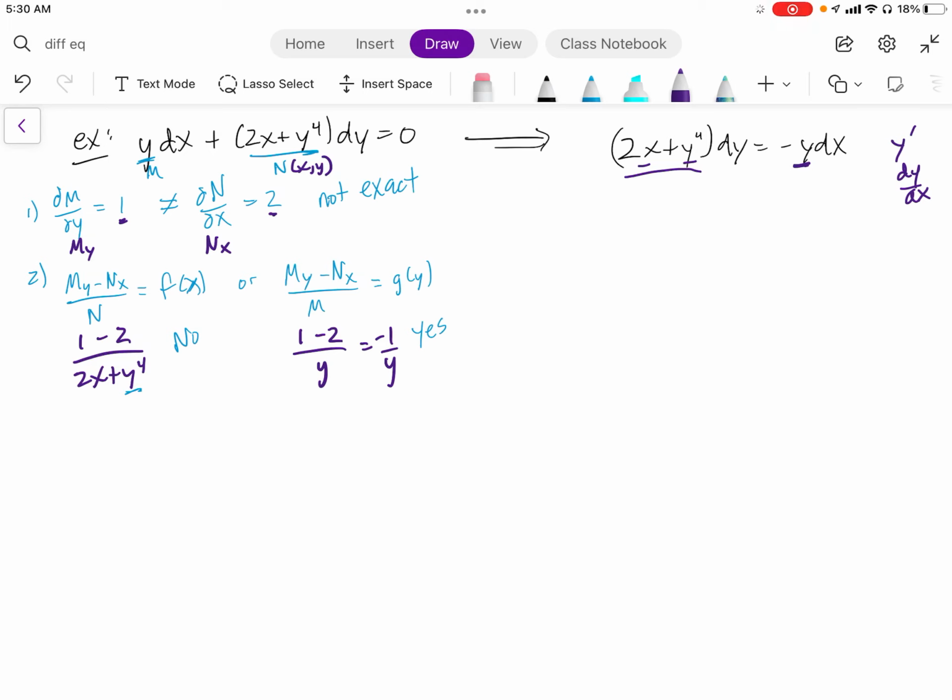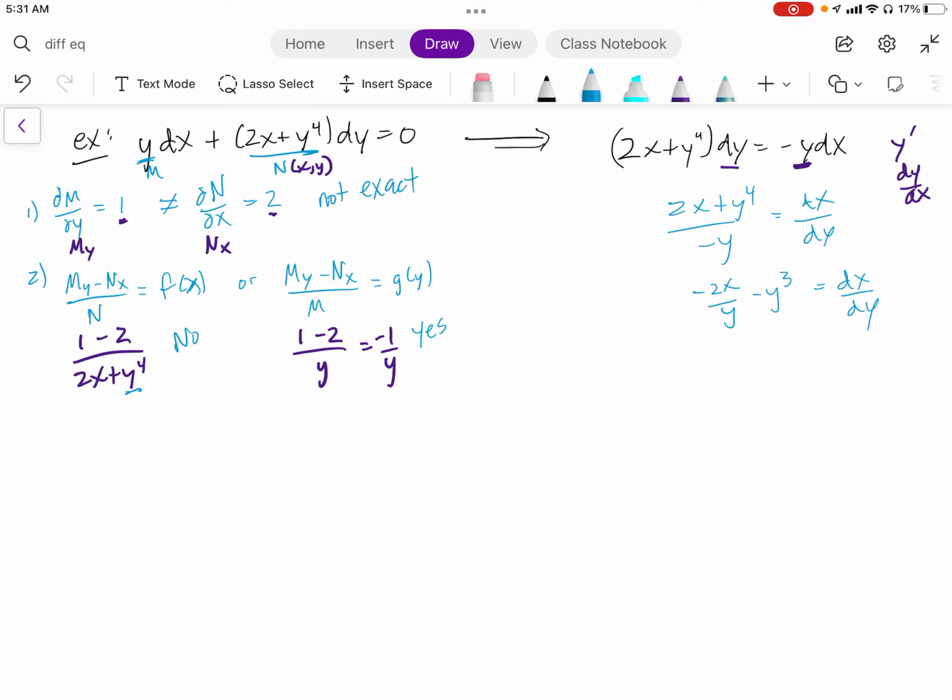So let's go ahead and do that. I'm going to divide by dy and divide by negative y. There we go. So we would get dx over dy equals 2x plus y to the fourth over negative y. All right, this looks good, because I can rewrite this as negative 2x over y minus y to the third equals dx dy.